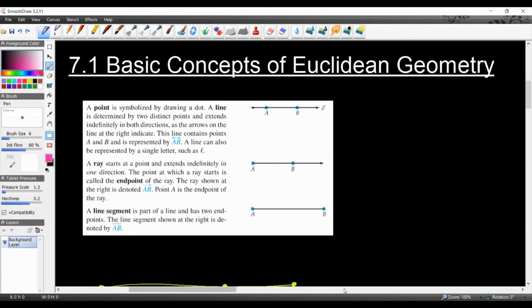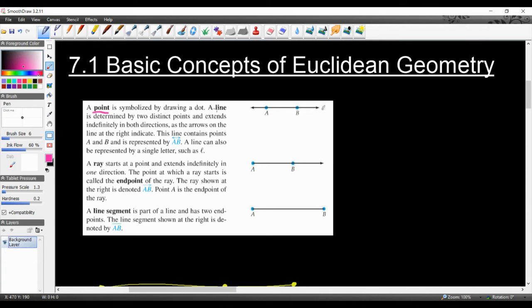This video is going to cover section 7.1, Basic Concepts of Euclidean Geometry. A lot of this is going to be reviewed, so I'm just going to go through the definitions relatively quickly, okay? So we have a few things here in this box, and this is also found in your book. It starts off with two of the undefined items, also known as undefined terms in geometry, okay?